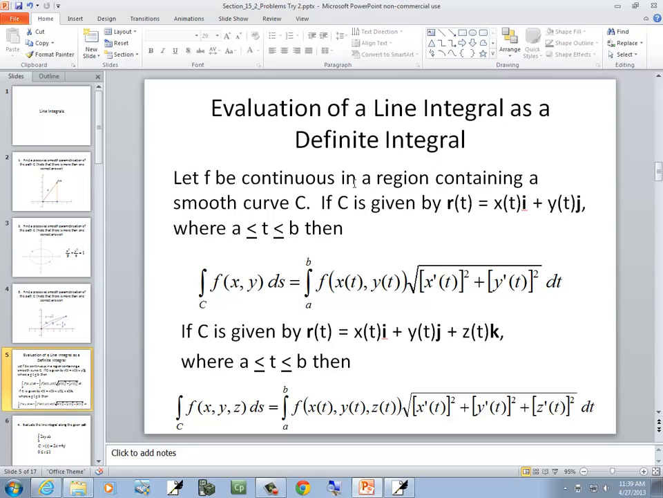Let f be continuous in a region containing a smooth curve C. If C is given by r of t equals x of t i plus y of t j, where t is between a and b, then our integral is equal to the integral from a to b of f of x of t, y of t, times the square root of x prime of t squared plus y prime of t squared, with respect to t. And if we've got 3 dimensions, we just add our z part in there.